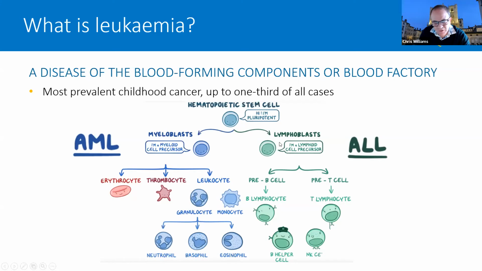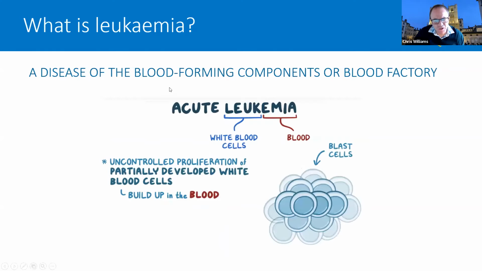And so this is language, ALL, AML, acronyms that families will use quite a lot. So acute leukemia ends up going out into the peripheral circulation, and there's this uncontrolled growth of these partially developed white cells or baby cells or blast cells. And they start to build up in the blood, they build up in the organs. And this is where we get that presentation of a child that might have pallor and fever and be neutropenic, and we get a diagnosis of leukemia.